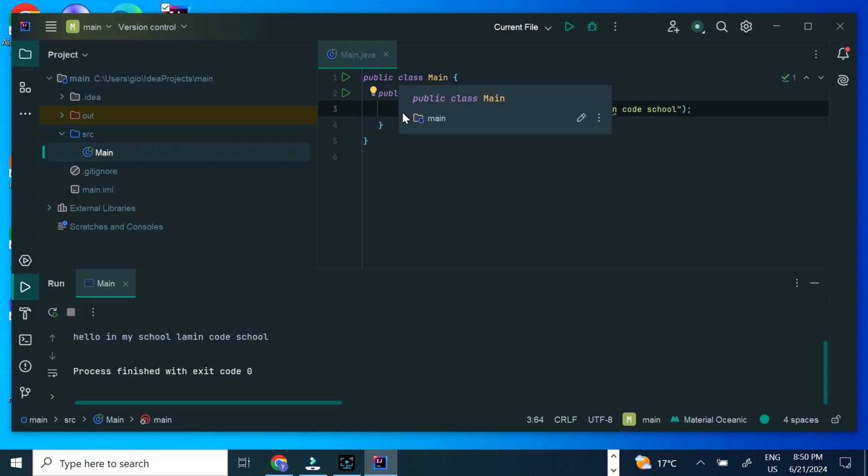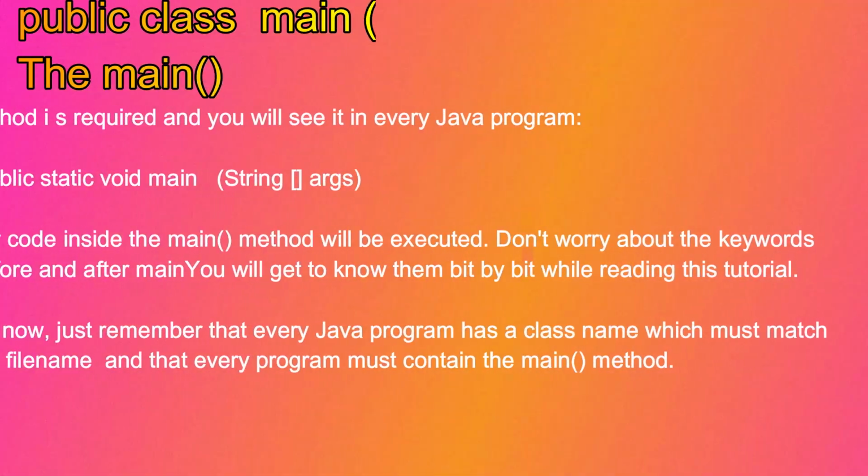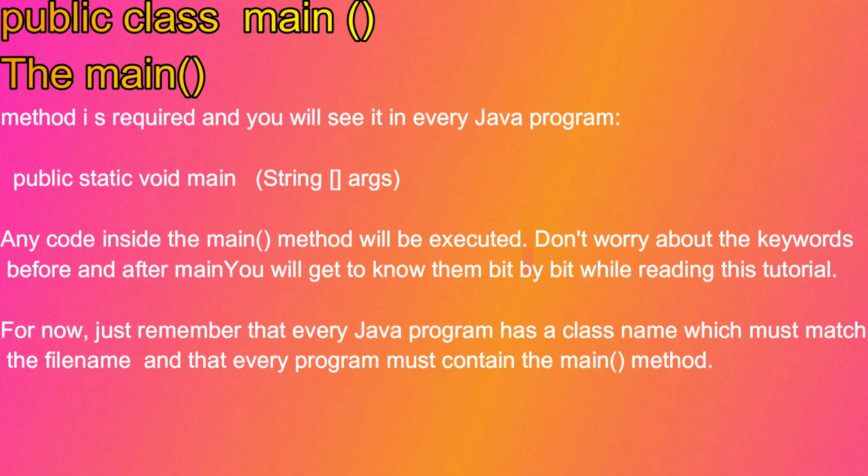And now, I will explain all the lines so you understand this code. Public class Main. The class name starts with a capital letter. Remember, always start with a capital letter when you write a class name. In my class, I have the main method, which is required, and you will see it in every Java program. Public static void main(String[] args) is a method. Any code inside the main method will be executed.